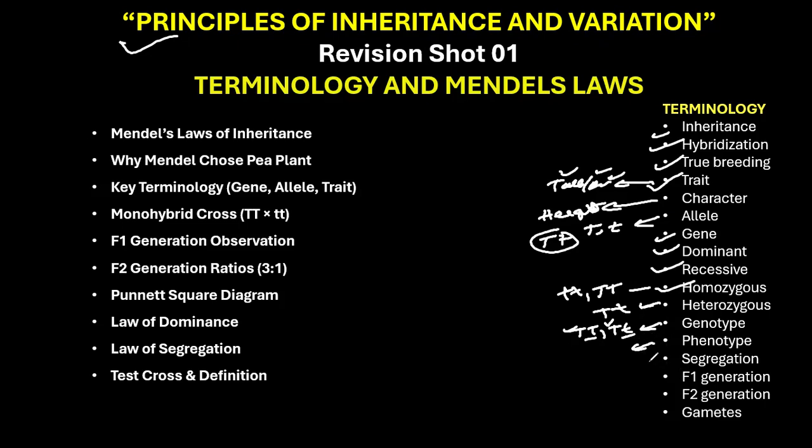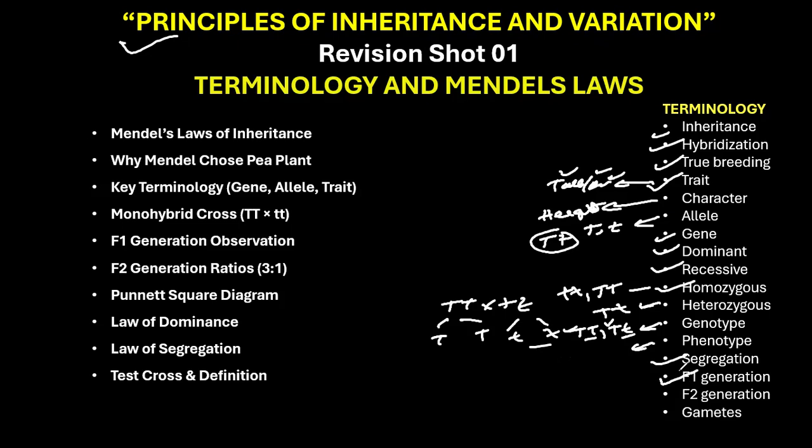Then you have segregation. Segregation means separation of alleles during gamete formation. Like you have capital T crossing with small t; these alleles will separate first, capital T and small t. This is called the segregation process. Then you have the Punnett square, which is a box diagram to predict the offspring.